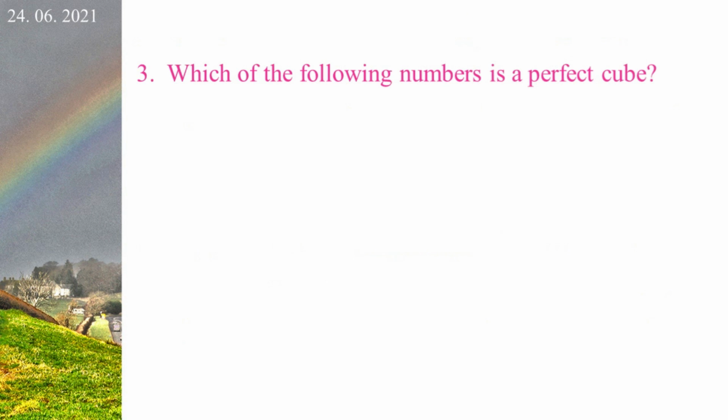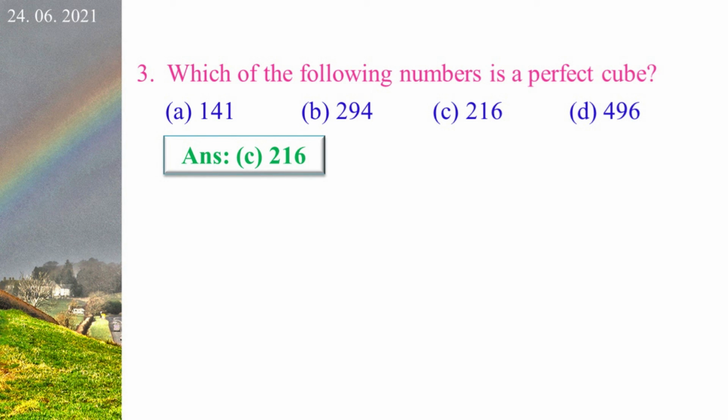Next question. Which of the following numbers is a perfect cube? Option A 141, option B 294, option C 216, option D 496. Which option is correct? We know 216 is a perfect cube. So the answer is option C 216.